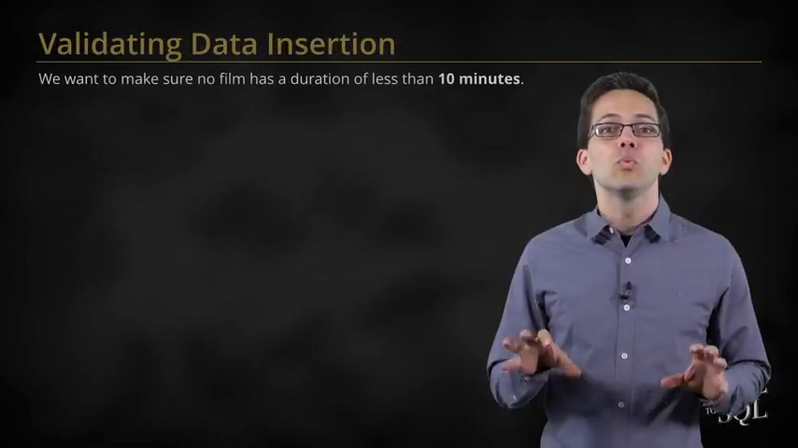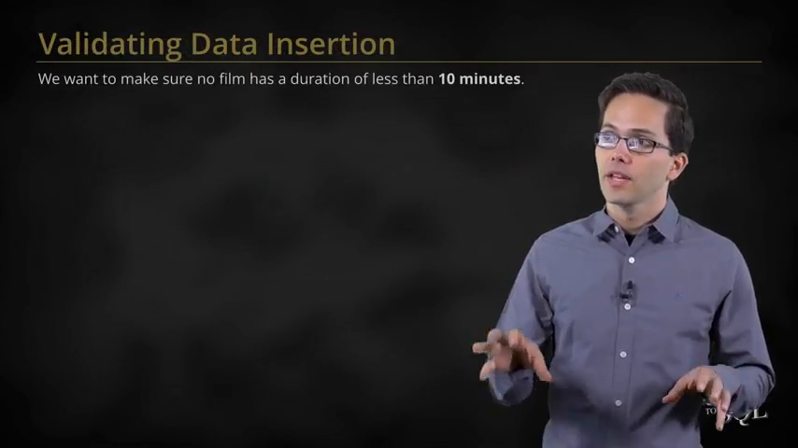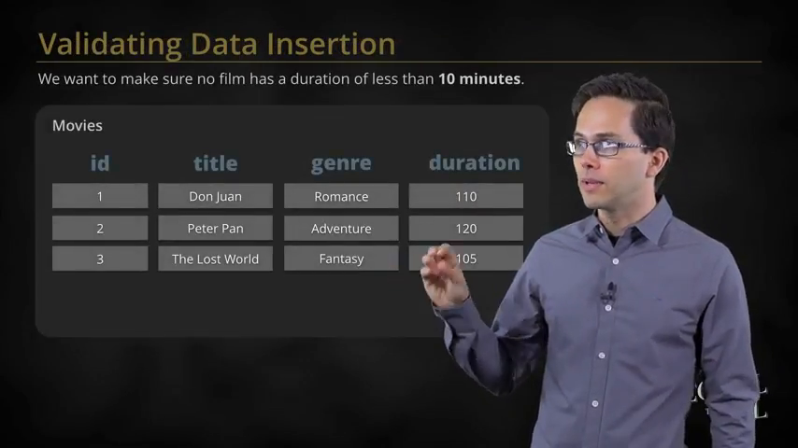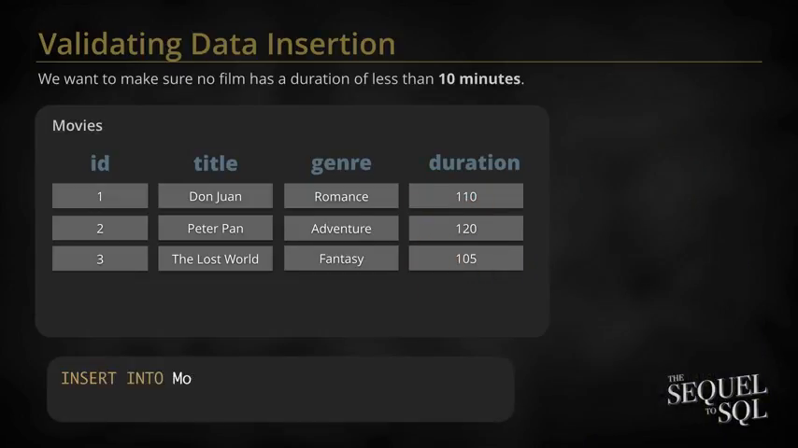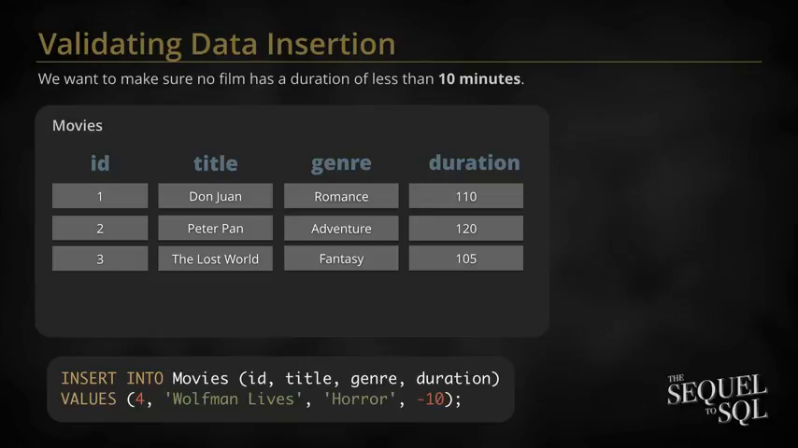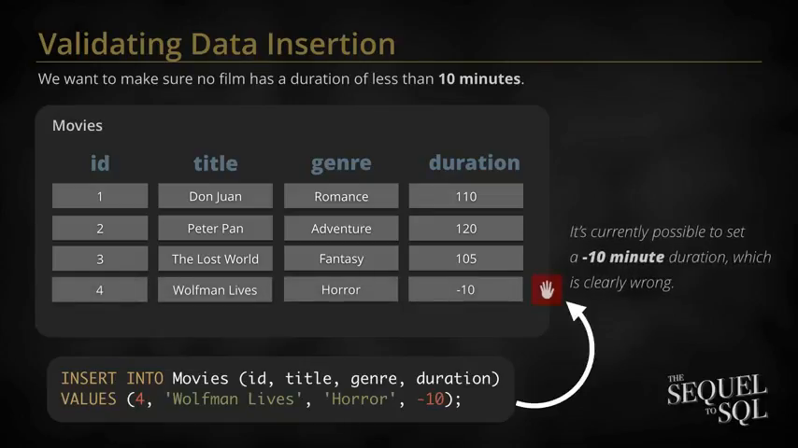I want to teach you one last constraint. Here we are in our movies table, and we have that duration column back. And we can put any number into that duration column, even negative numbers. But that doesn't make any sense. The Wolfman Lives is not negative 10 minutes long.